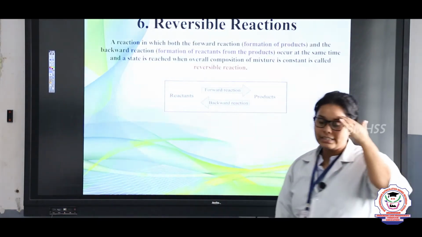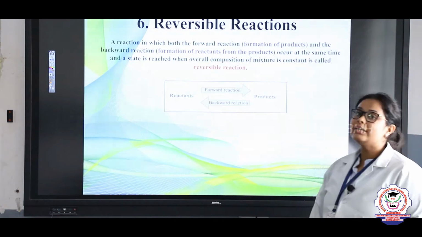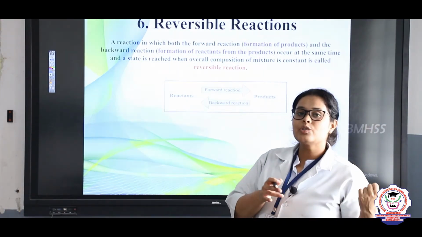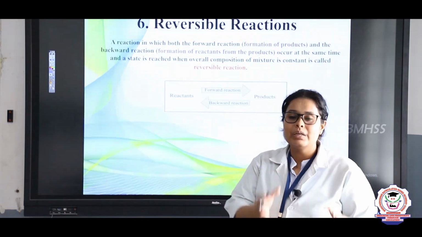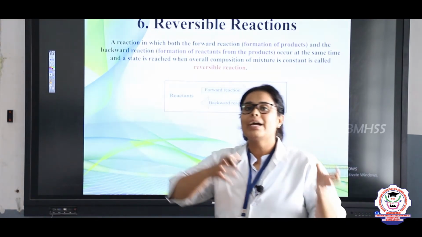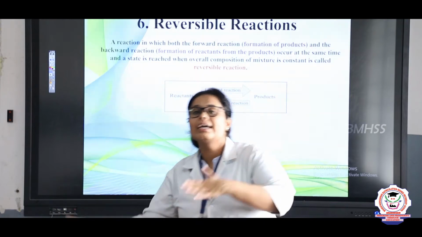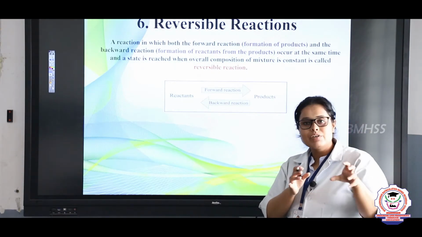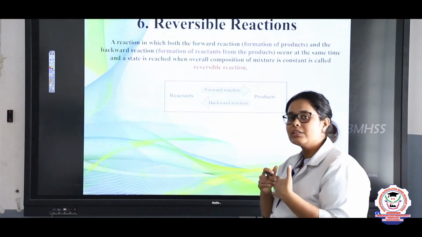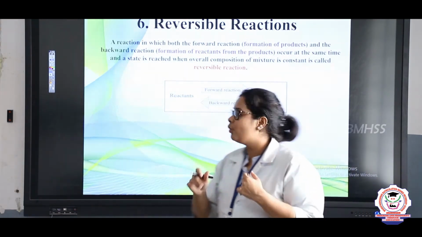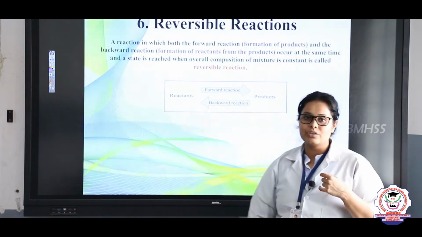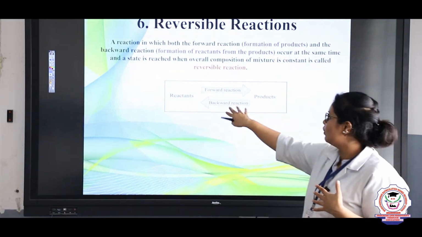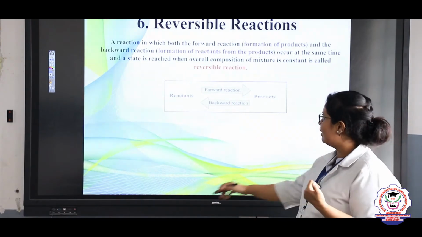Now, let us come to the next process. In the next process, here it is reversible reaction. So, what is a reversible reaction? It will show that the initial reactant will go to the product, and the product again will come back to the reactant. So, this is known as a reversible reaction. When the reaction is giving a product, it is known as forward reaction. Same way, when the product gives back the reactant, it is known as backward reaction.